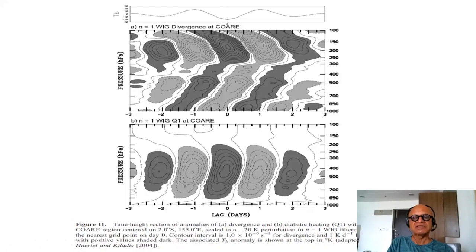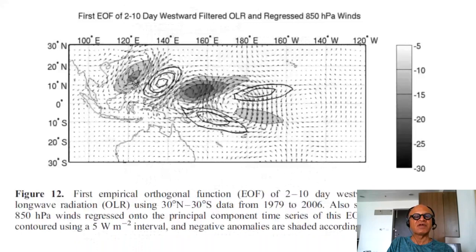I'm just highlighting some features to show that convectively coupled equatorial waves are real, and we are desperately trying to explain their vertical and horizontal structures and propagation speeds and wavelengths and so on and so forth. This is now using an empirical orthogonal function approach to extract 2 to 10 day westward filtered OLR and regressed 800 hectopascal winds.